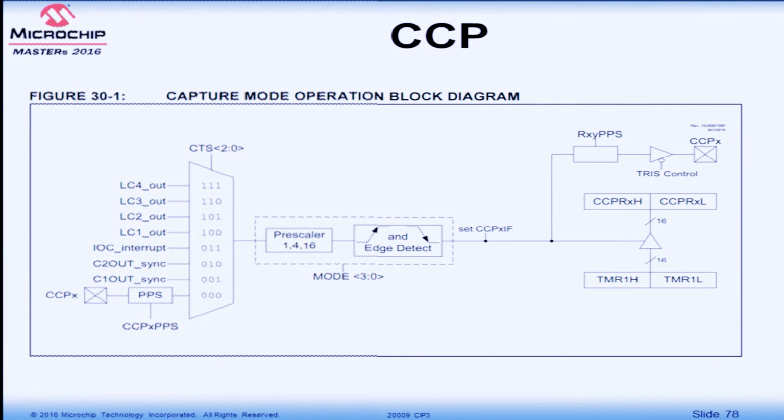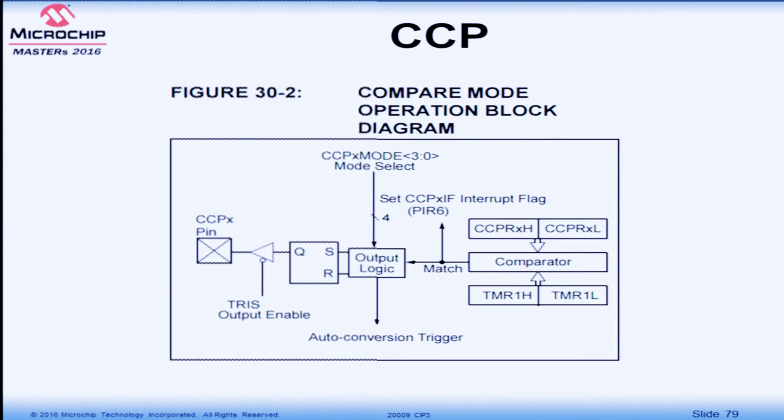Capture is nothing but a timer running in the background and trying to capture some events. When the event happens, either rising edge or falling edge or both of them, it will capture the counter which is running in the background and save it to a register so you know how many counts have passed when I see this event, right?